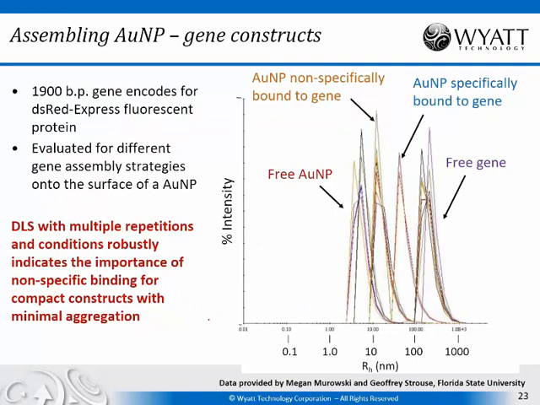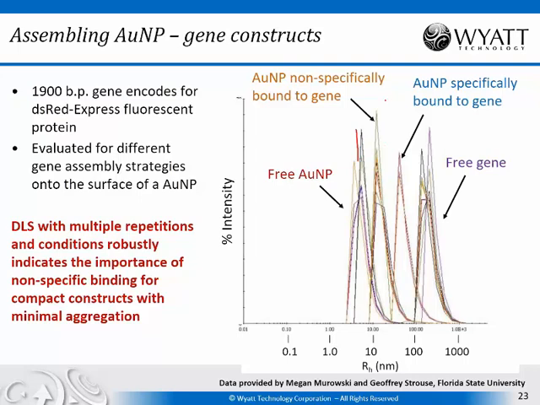In this example, I'd like to look at some interesting work done at Florida State University, where the idea was to take a 900-base-pair gene, which encodes for a DsRed-Express fluorescent protein, and assemble it on the surface of a gold nanoparticle, and determine the best conditions for that assembly that will result in non-aggregating nanoparticles. So again, you could load up the plate with all the different conditions and come back and have all these nice graphs which show you the size of the free nanoparticle here, which was about 7 or 8 nanometers.